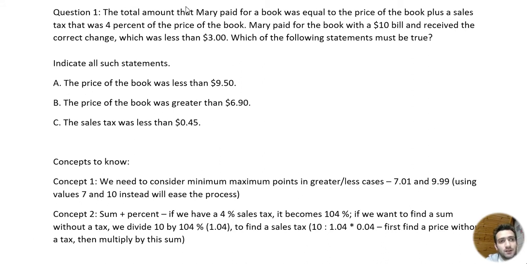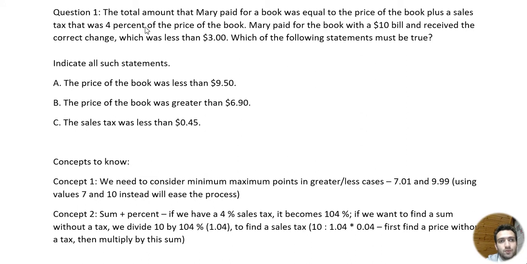You can see that the total amount that Mary paid for a book was equal to the price of the book plus the sales tax that was 4% of the price of the book. If we consider the price of the book as 100%, the sales tax will be 4% and the total amount should be around 104%.